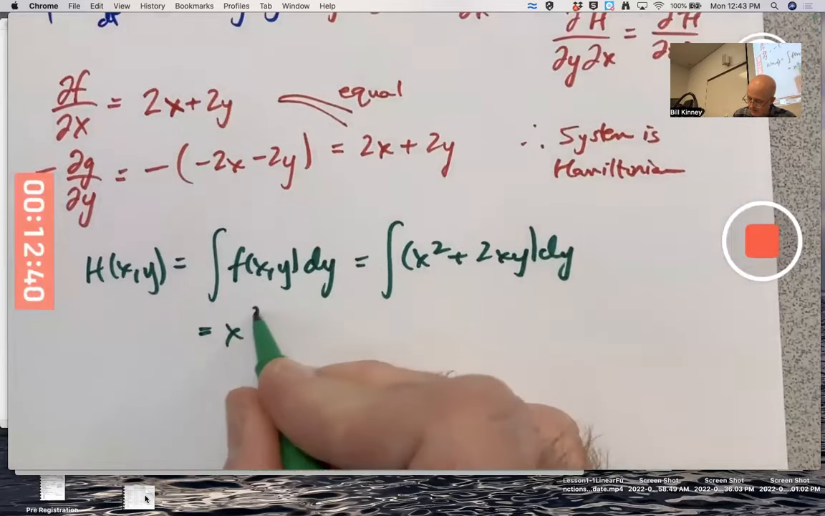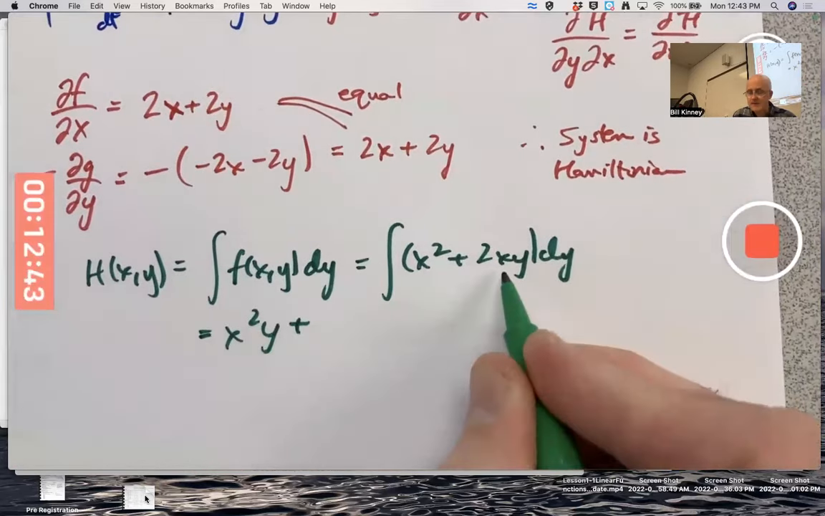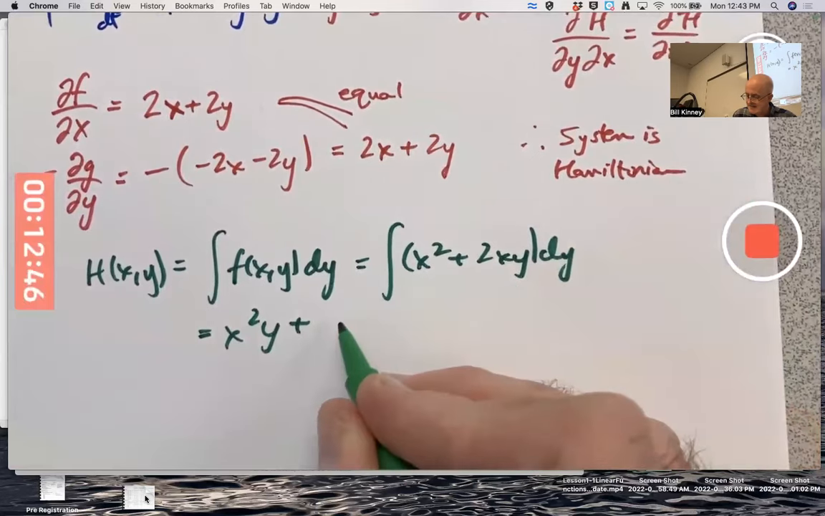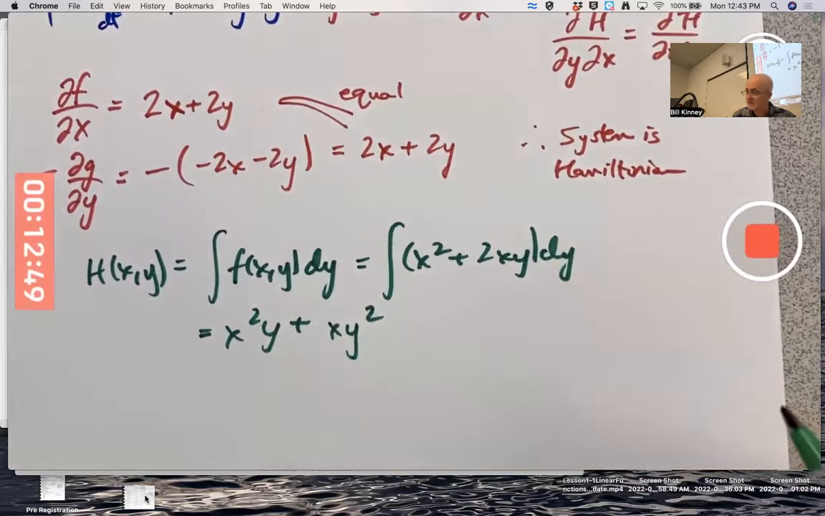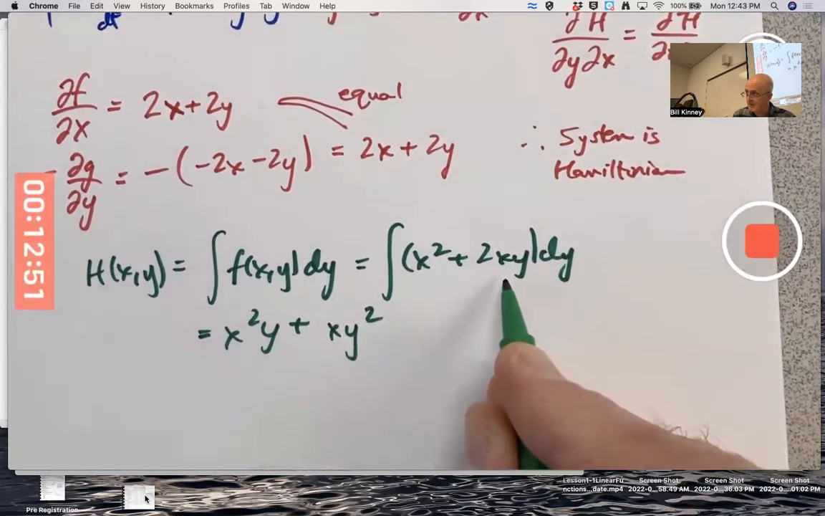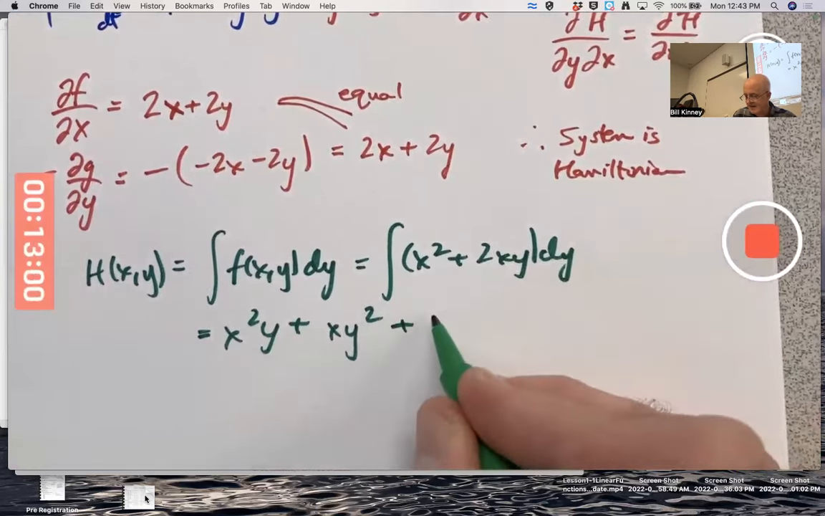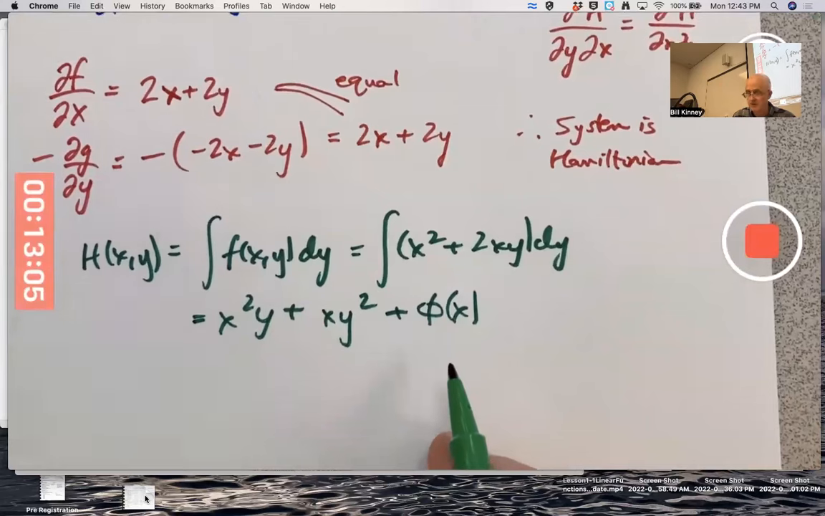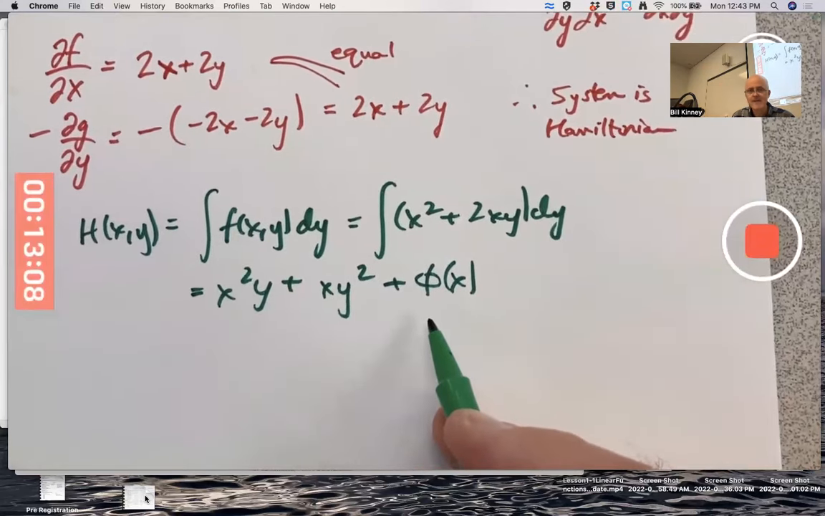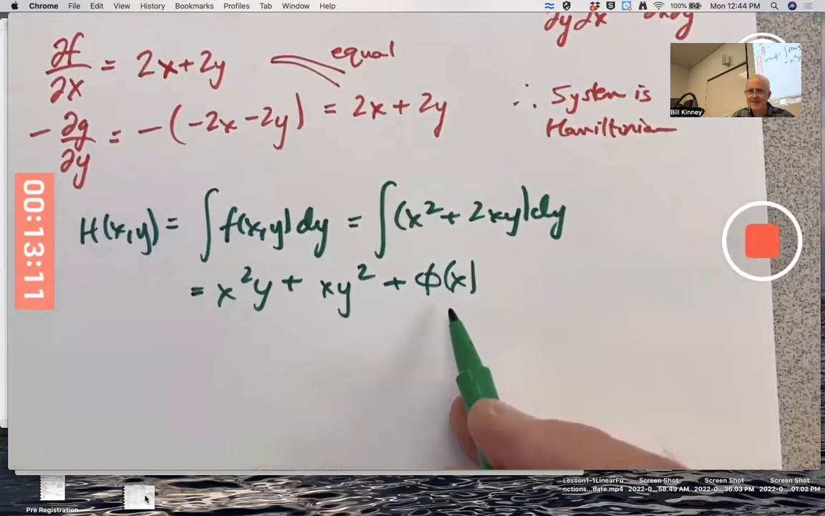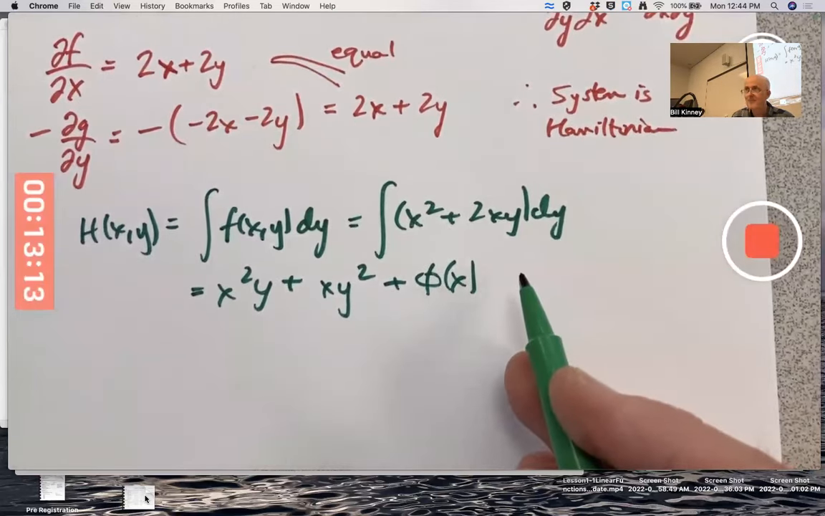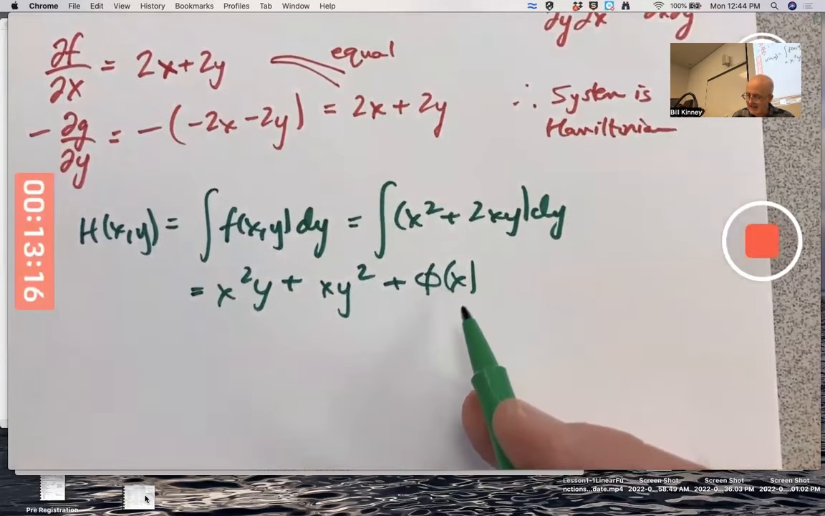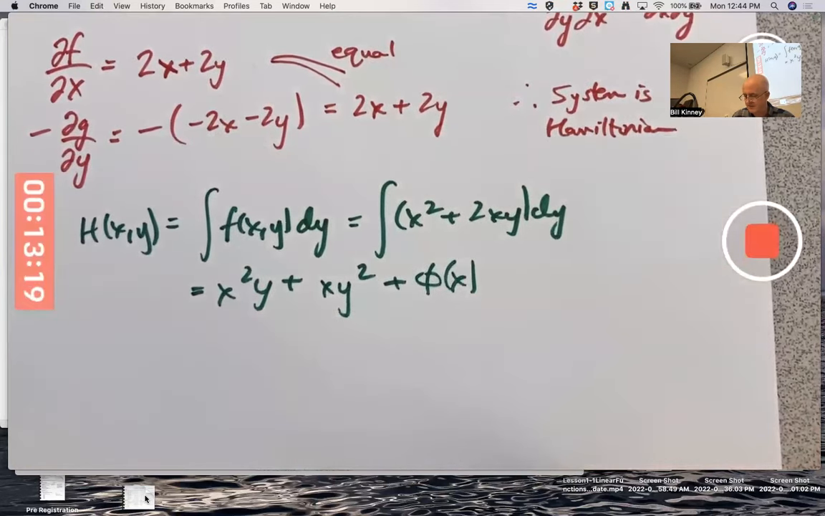Get x squared y plus, integrate this with respect to y. Think about it for a second, you'll get x y squared, right? If you integrate that with respect to y, treat the x as constant, you get a y squared, and you also divide by 2, which cancels the 2. Plus a constant that really is not a constant, it depends on x. I'm calling it phi of x because it's somewhat traditional, but again, this phi has nothing to do with flows. It's a constant with respect to y, if you pretend x is a constant. But in the end, x is a variable, so I'm thinking of it as a function of x.